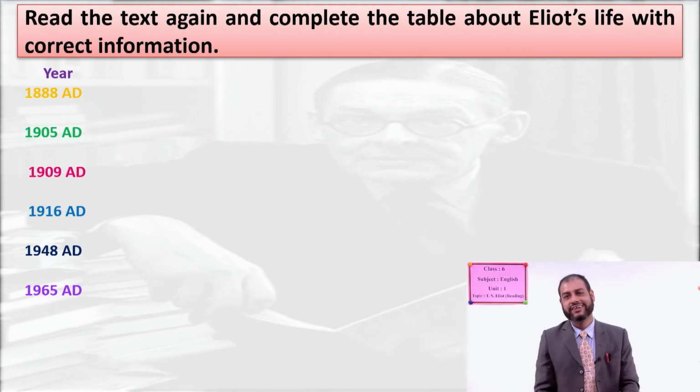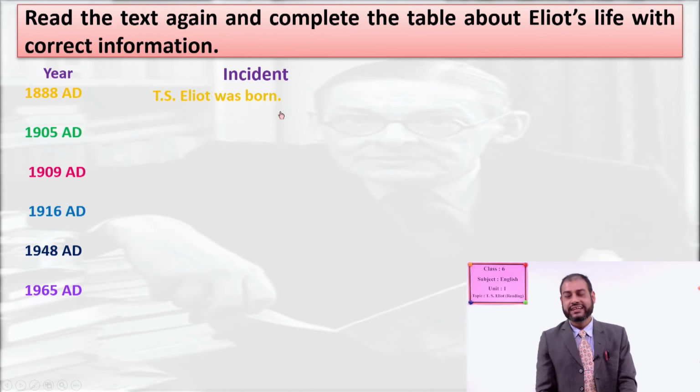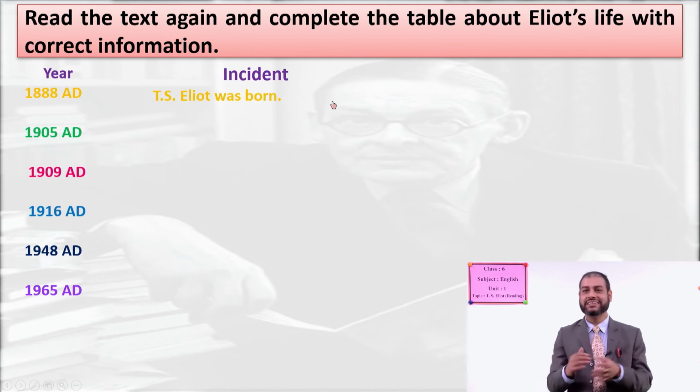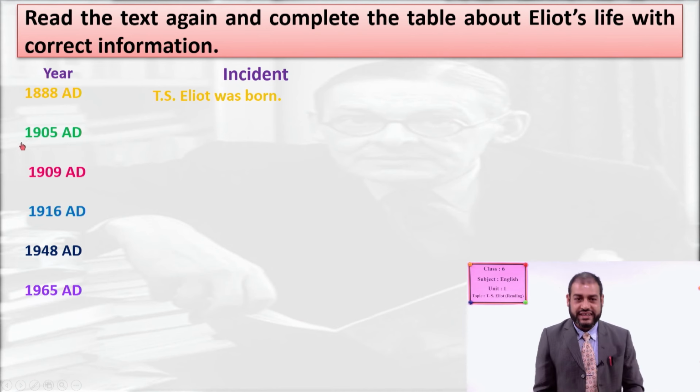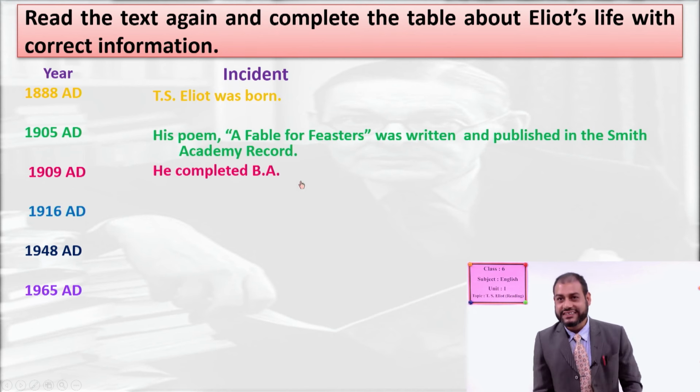Have you finished? Okay, now check. See what happened in his life in 1888. Oh, what is it? All right, it is T.S. Eliot was born. You could find it in the first paragraph. And what happened in 1905 AD? Oh, so smart. His poem Fable for Feasters was written and published in the Smith Academy Record. Okay? And in 1909 AD, what happened? Check. He completed his BA.